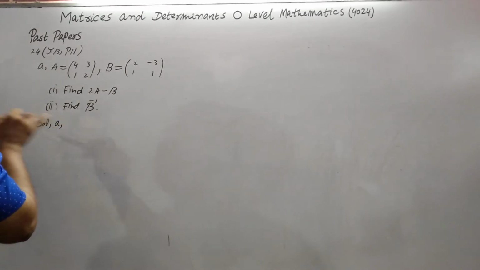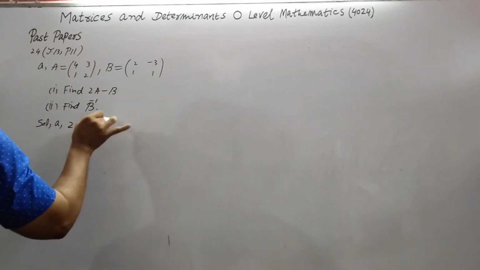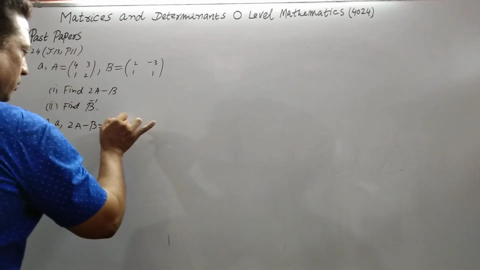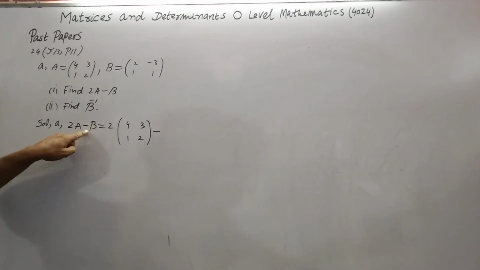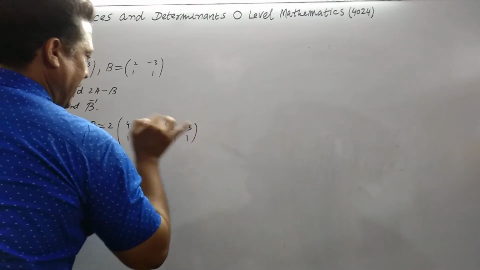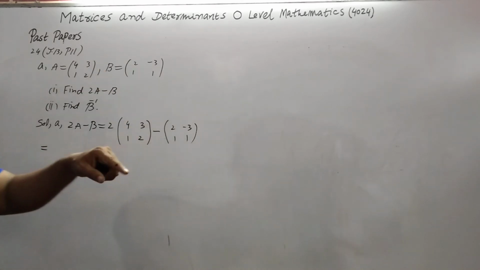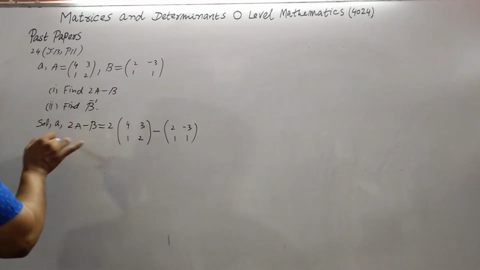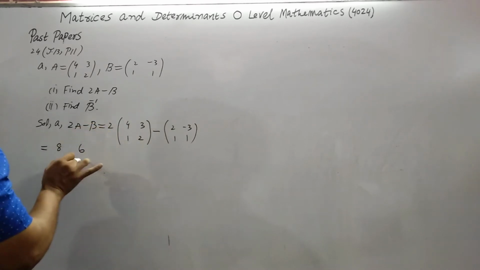Part A. What is part A? We have to find 2A minus B. So 2 multiplied by A. What is A? 4 1 3 2 minus B. B is 2 1 -3 1. So according to BODMAS rule, first we multiply, then subtract. Multiply 2 by each and every element of the matrix. 2 4s are 8, 2 3s are 6, 2 1s are 2, 2 2s are 4.